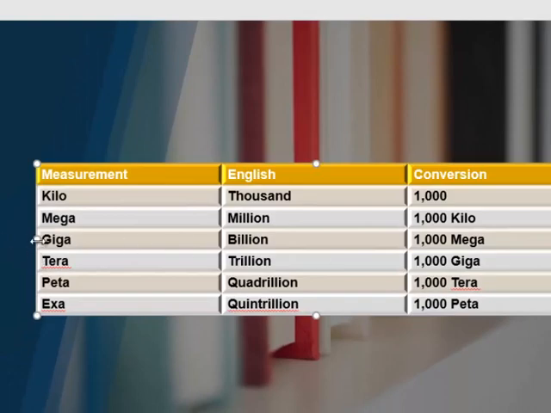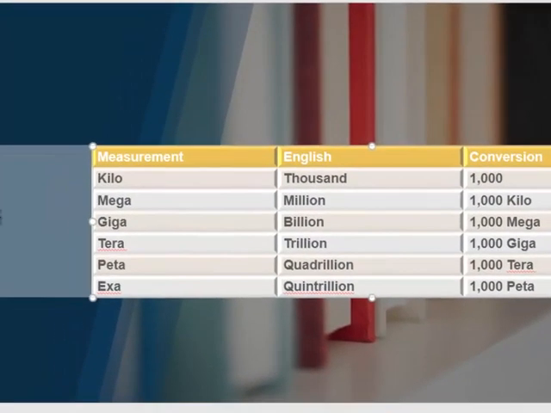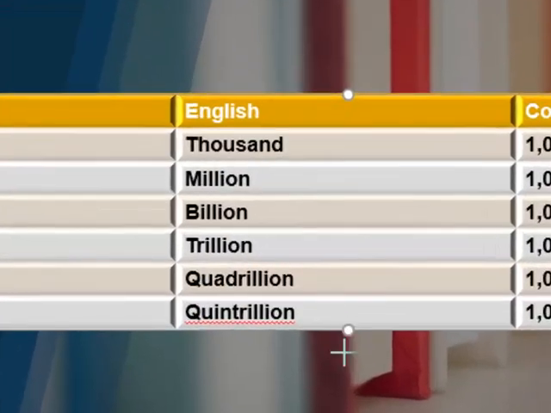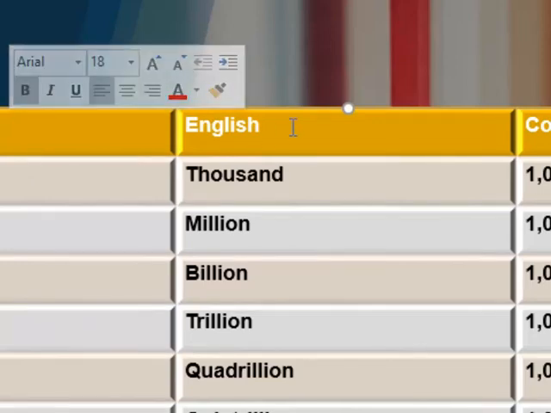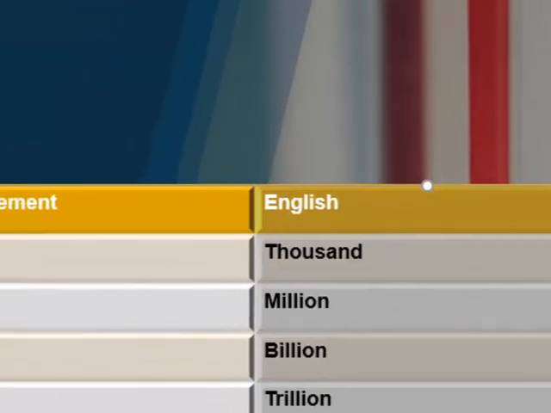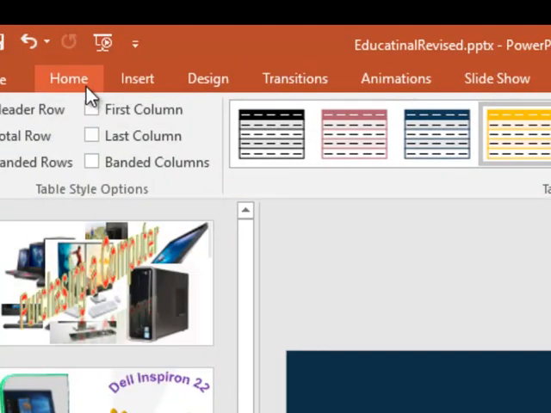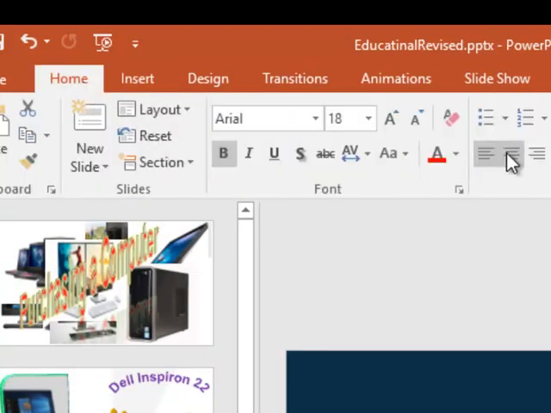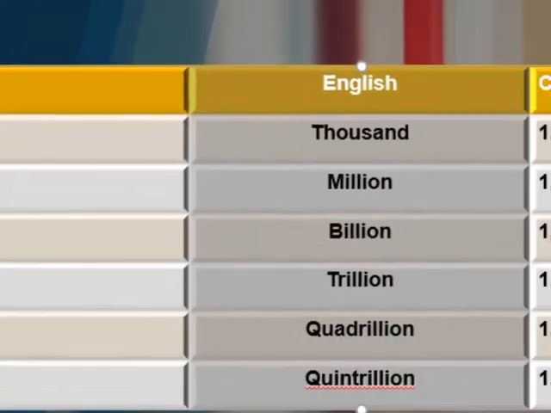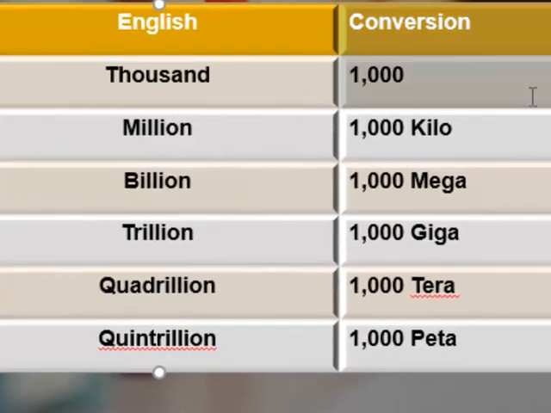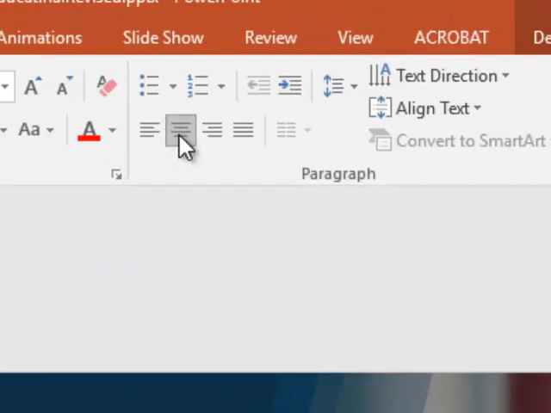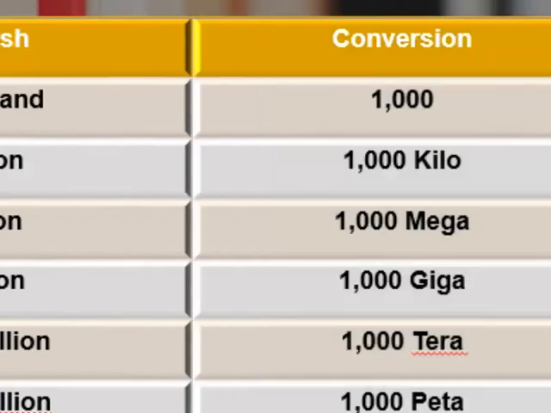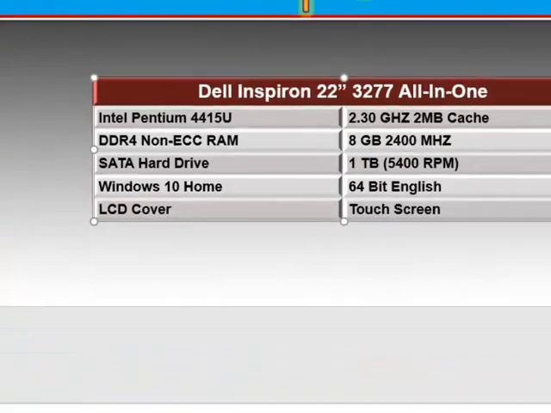Now we've got more room, so we're going to resize our table. Make our table nice and big left to right and up and down. And now I'm going to select my table again. I'm going to highlight all the items in that column, and we're going to center that column. We're going to center the English column, and we're going to center the conversion column. Just highlight the entries in the column and hit center.